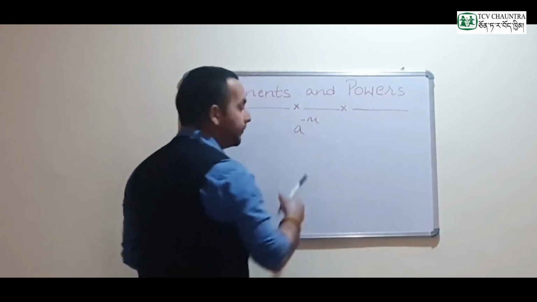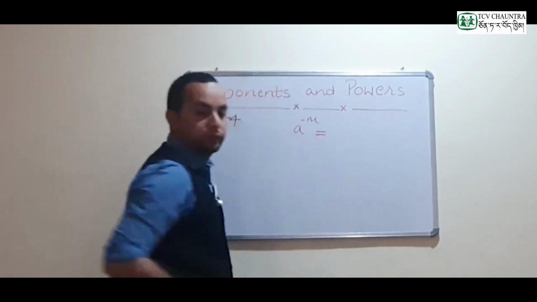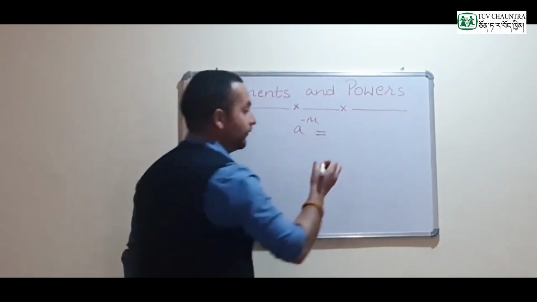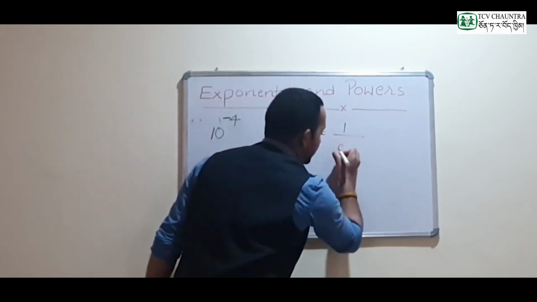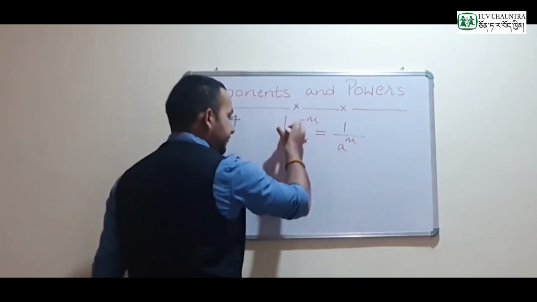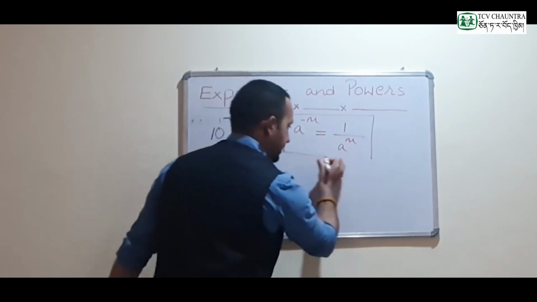So a raised to the power minus m is a negative exponent. What will we do? We will make a reciprocal of this. When we make a reciprocal of this, our reciprocal will become 1 upon a raised to the power m, with the exponent positive. This formula is very important in this chapter.